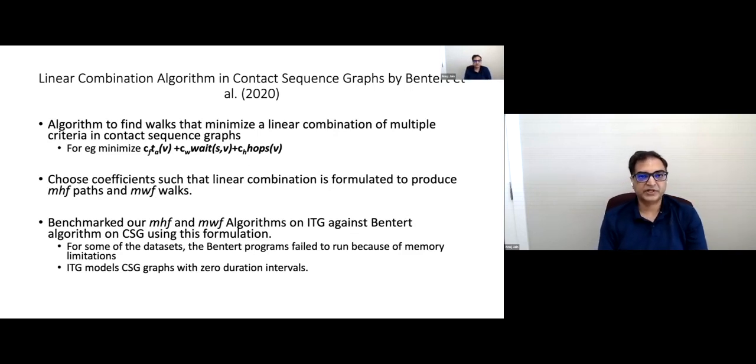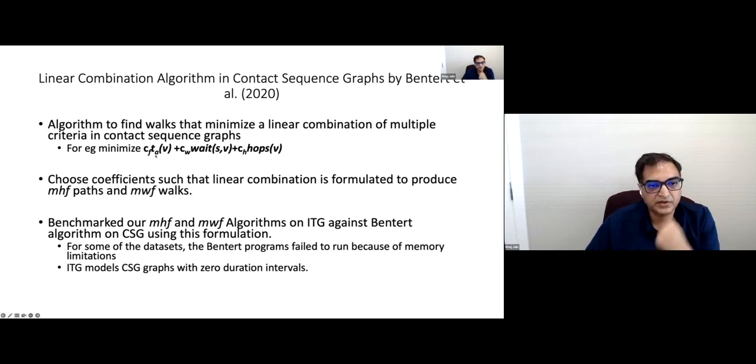Okay, so now I want to introduce that there was an algorithm proposed by Bentert et al. in 2020. This is a linear combination algorithm where they find optimal walks that minimize the linear combination of various criteria in the contact sequence graphs. So for example, they could minimize arrival time multiplied by a coefficient plus the waiting time multiplied by a weight, and so on. So what we could do is choose coefficients for this linear combination such that we can find the min-hop, the MHF and the MWF walks using Bentert's algorithm as well. So what we did is we benchmarked our MHF and MWF algorithms on the interval temporal graphs against Bentert's algorithm on the CSGs, or the contact sequence graph, using this formulation.